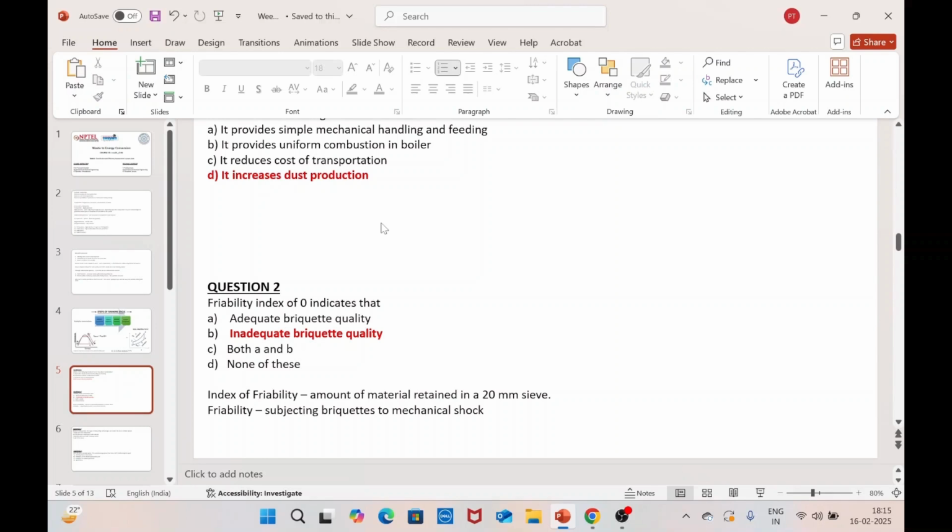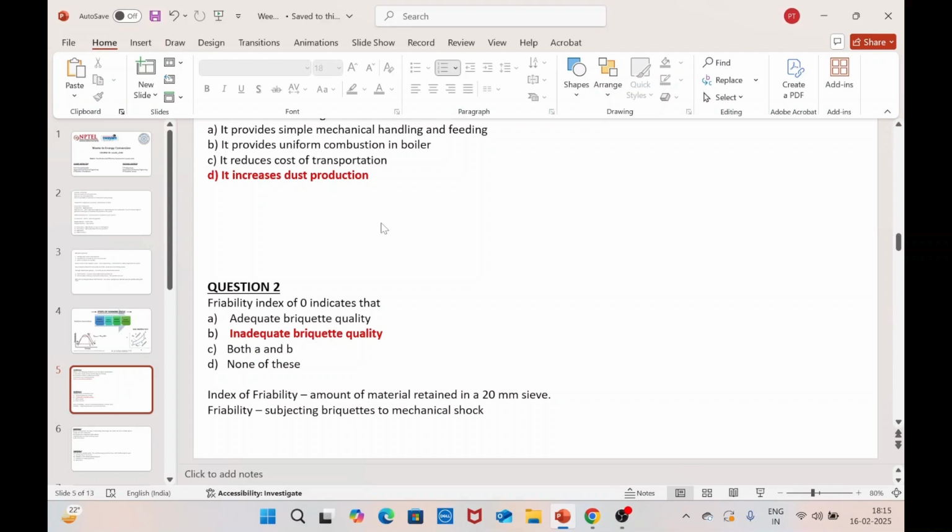The requirement is that the briquette should be good, irrespective of whether you subject it to any mechanical shock or not. So the briquette should be strong. That is the quality that we expect. But here, once we apply the mechanical shock, or you can say mechanical pressure, the briquettes are broken in such a way that no material is retained in the sieve. This is exactly the opposite of what we wanted. So the quality here is inadequate in nature. It is not a very good briquette to be used for this energy conversion process.